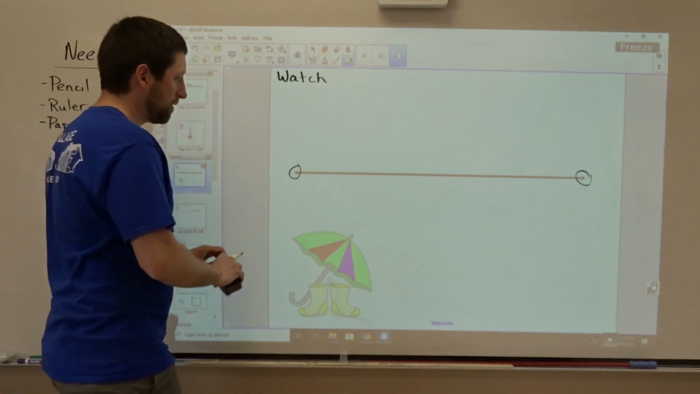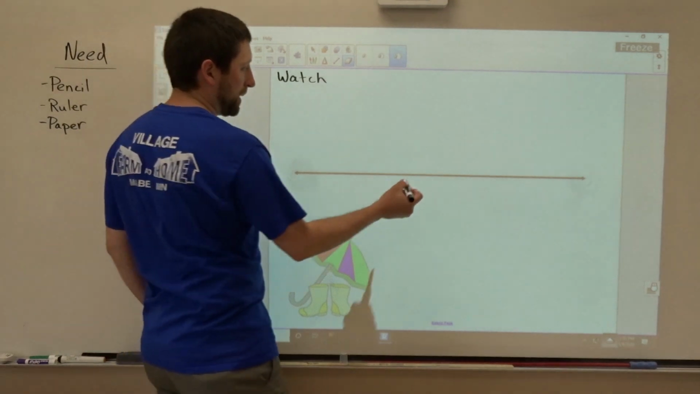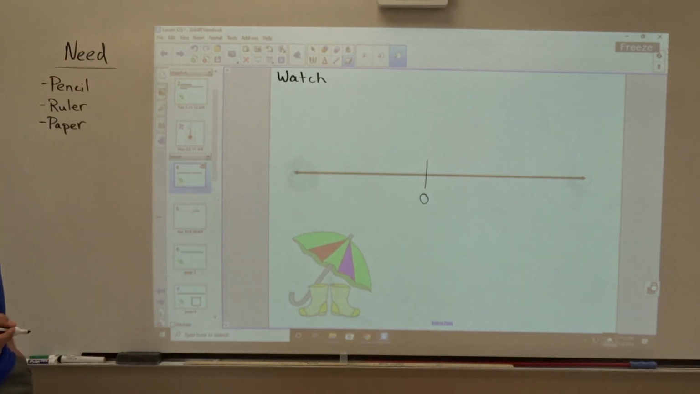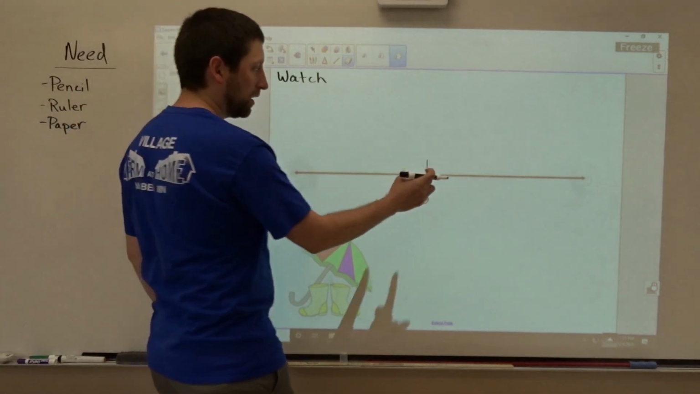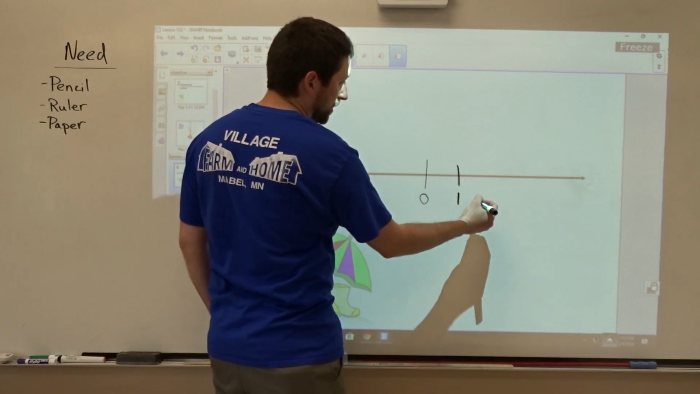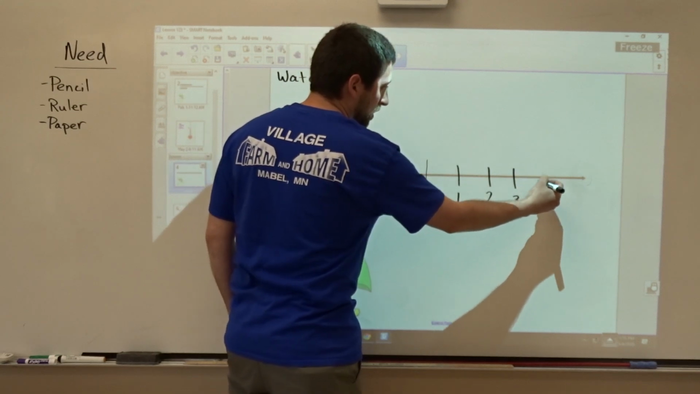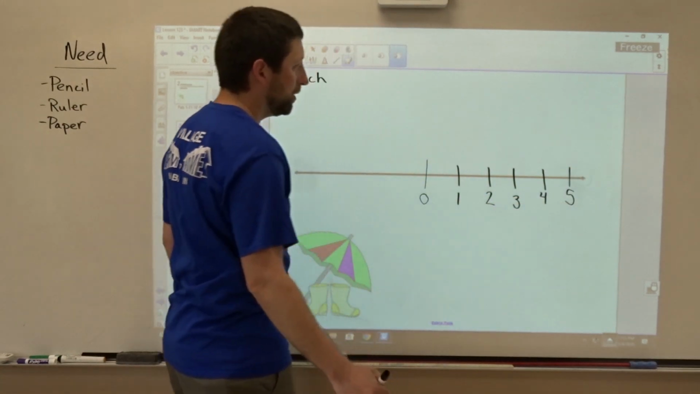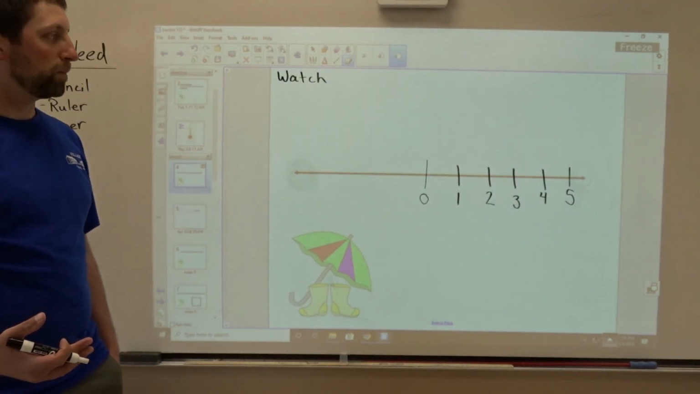Okay, so now that I have, instead of a line segment, a line, I need to have a spot in the middle right now that is 0. Okay? And when we are creating this, in the past we said that all of our segments, all of our pieces in between, had to be evenly spaced. Okay? So we're going to say 1, 2, 3, 4, and 5.